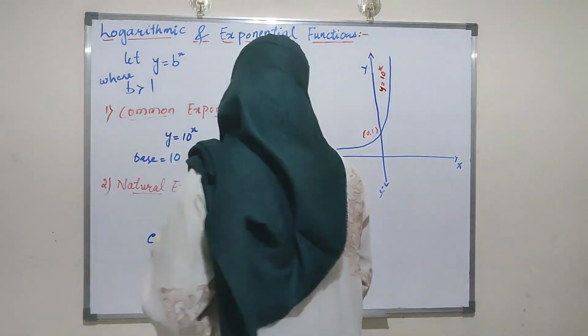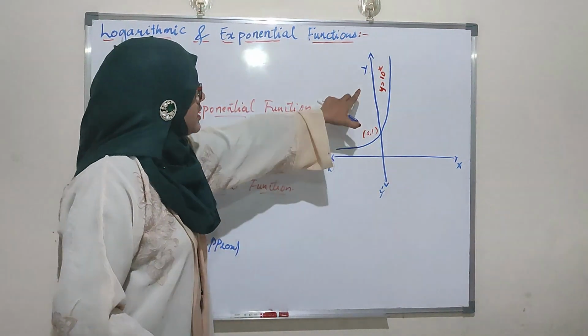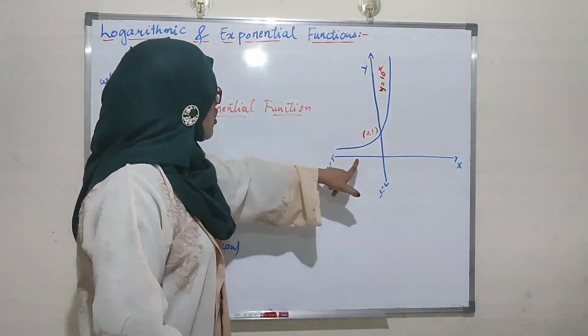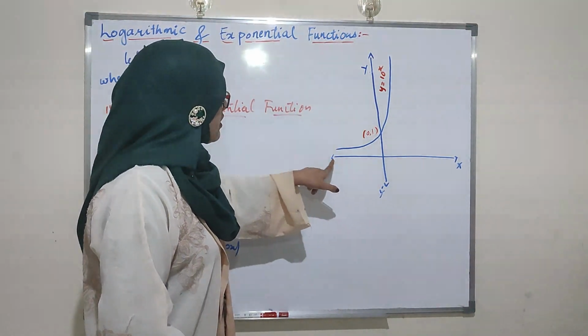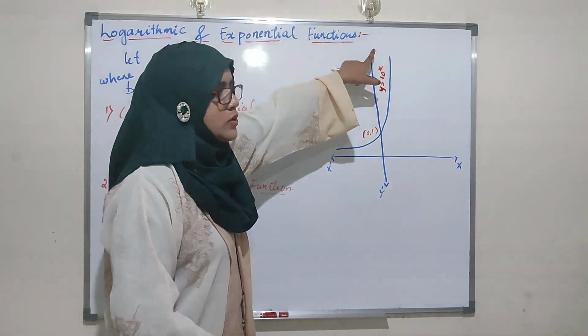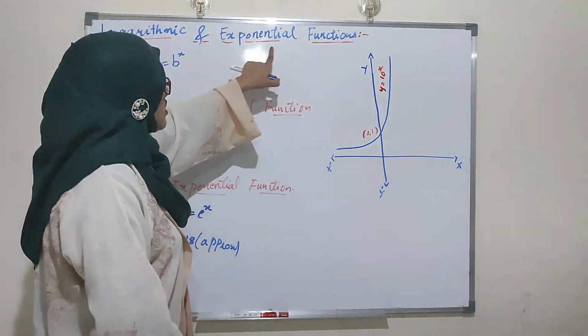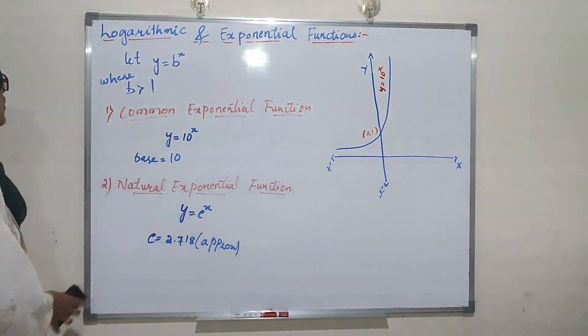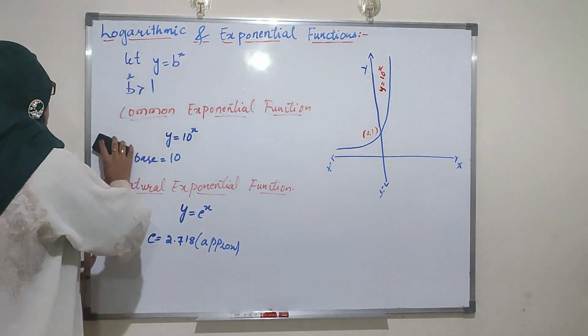So in the graph you can see that the graph of the exponential function always increases. Why? Because as the value of x increases, the y values also increase. That's why the graph of an exponential function always increases. Now we can see the logarithmic function.